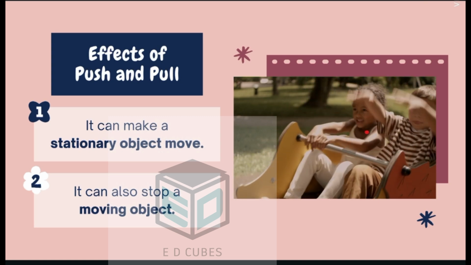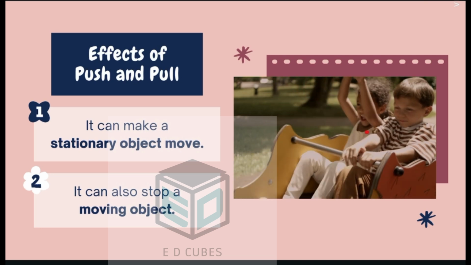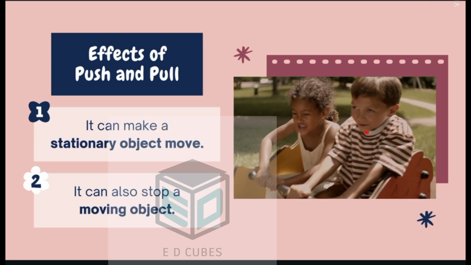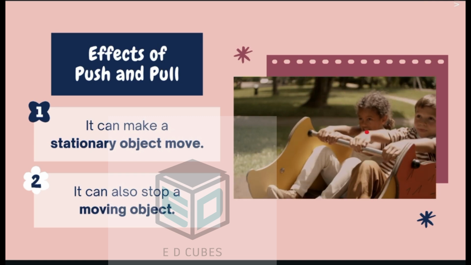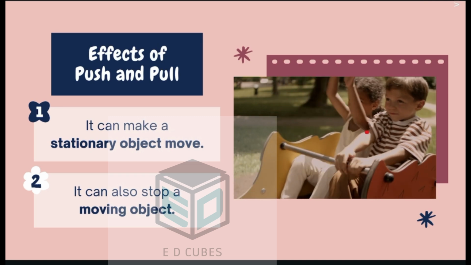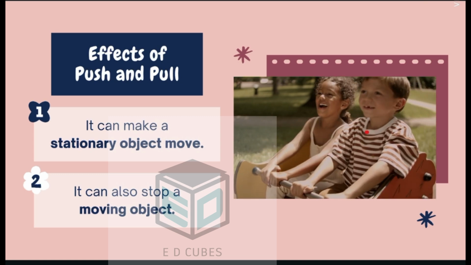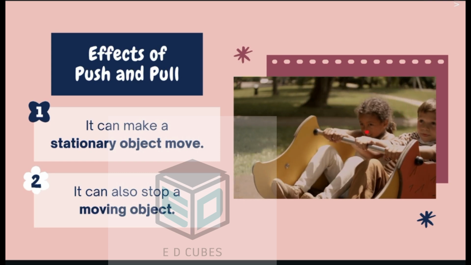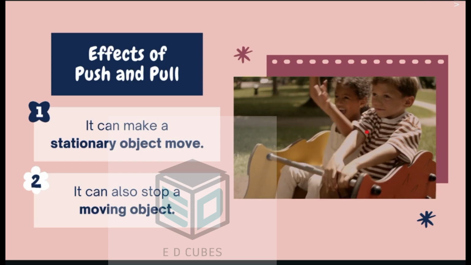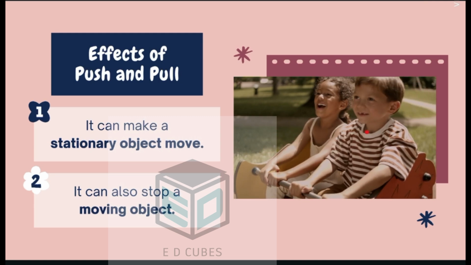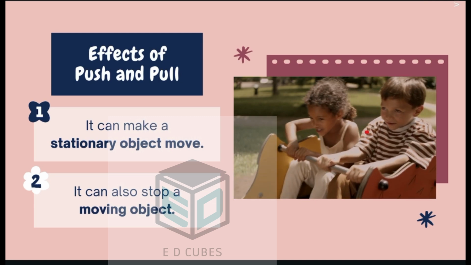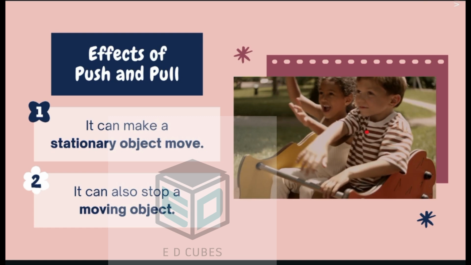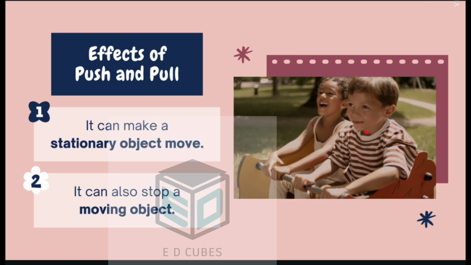See here, a boy and a girl are sitting in a chair, and they are pulling it, and when they are pulling it, they are going backward. When they are pushing it, they are going forward. That means it can make a stationary object move, as well as it can also stop the moving object. See in this figure, they are pulling it, so it is moving. When they stop pulling it, and they apply the force through their legs, it will stop.